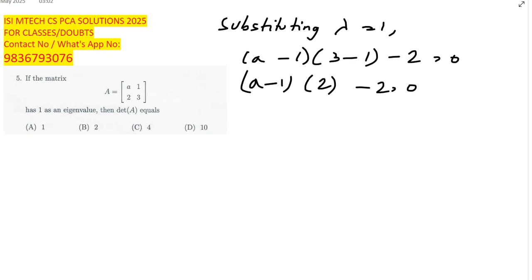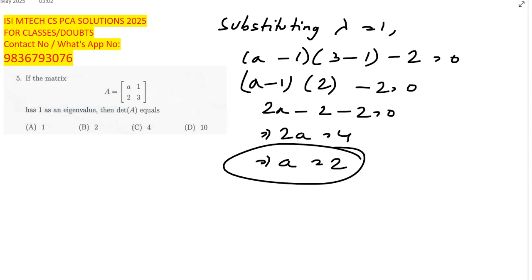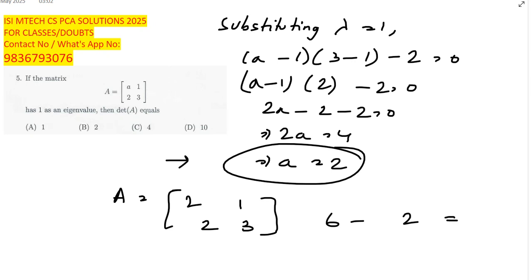So a minus 2 of 2a is 4, so a is 2. Okay. So now we will find the determinant with a being 2. So a is 2, 1, 2, 3, 6 minus 2. So that means 4.